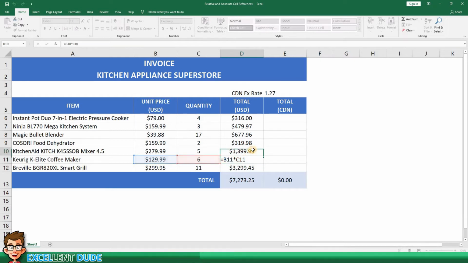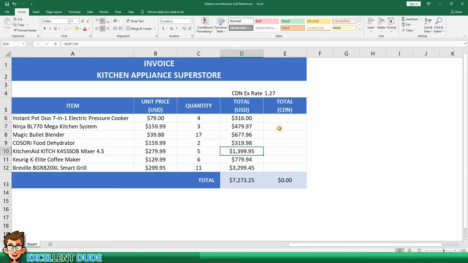This makes copying formulas in Excel super convenient. However, sometimes copying formulas using relative cell references doesn't work so well. That is when we would need to use an absolute cell reference.